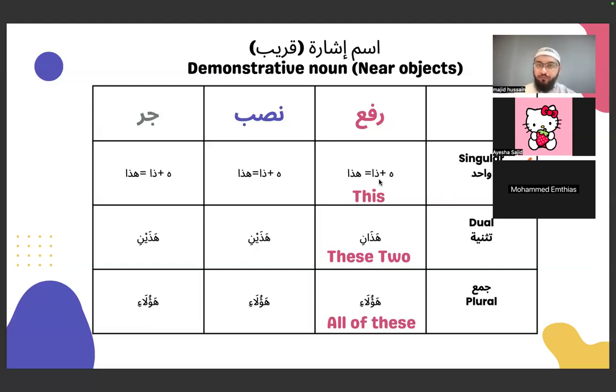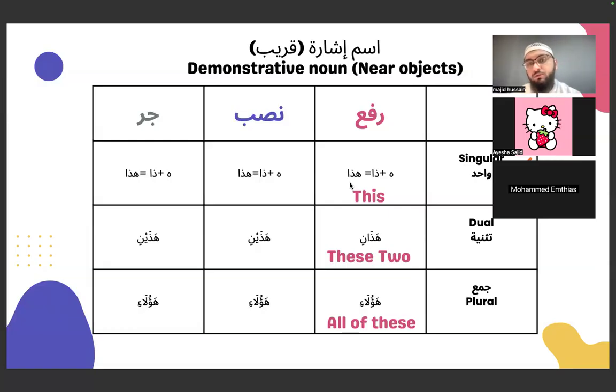In the singular form, we will say hada. Hada means something that's very close to me, where I have easy access to it. Hada baytun. This is a house. It's very close to me. That means I can see it from my near vision. This hada remains same throughout rafa, nasab, and jar. Only the context decides whether it is a nasab or jar. Normally, hada, if it's in the middle of the sentence, will automatically be regarded as in the state of rafa.